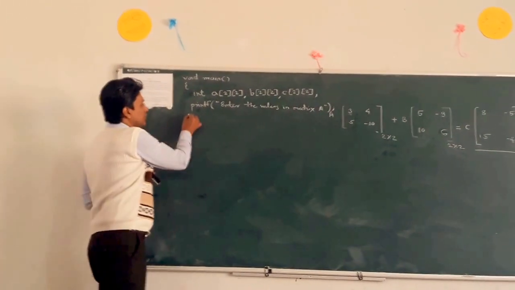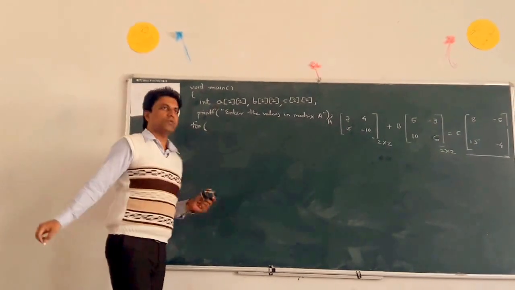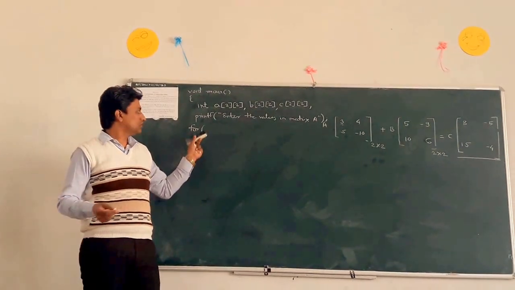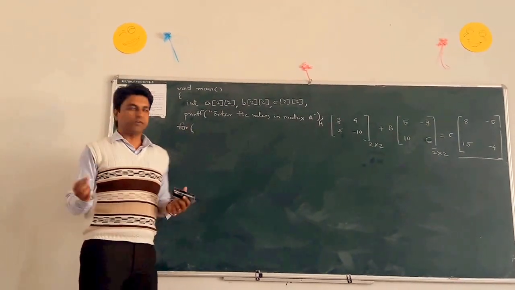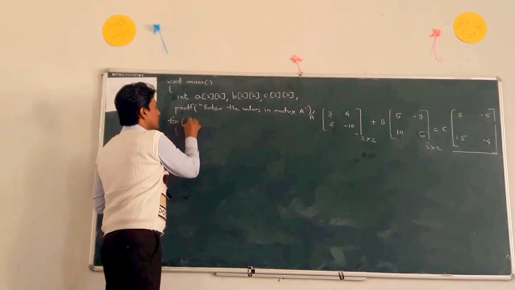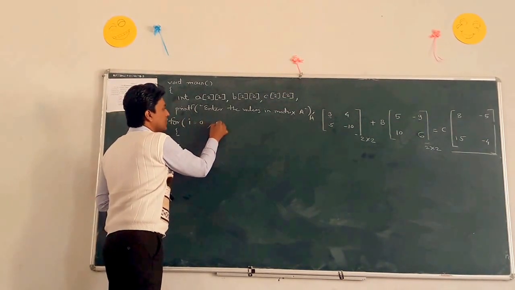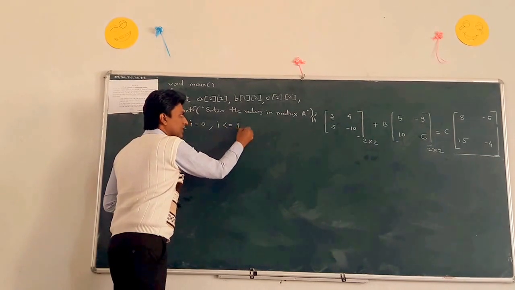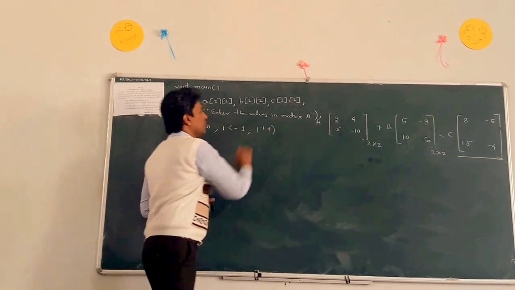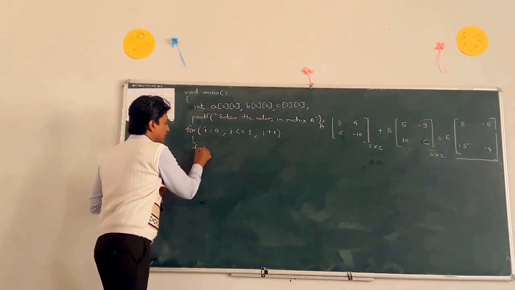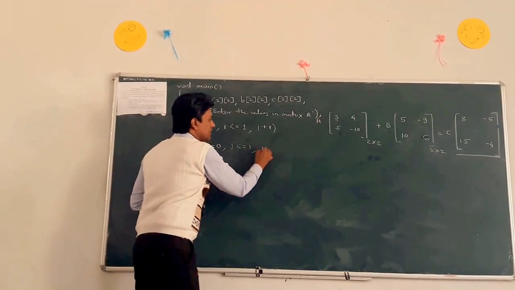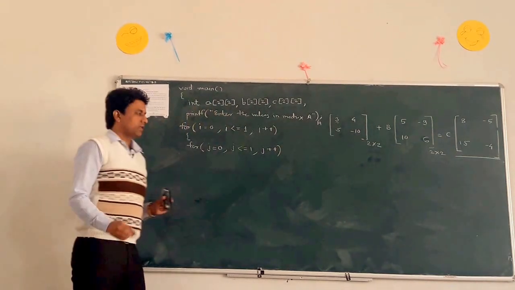Next, what is next? After that, use two for loops. The first for loop gives you the number of rows. The second for loop gives you the number of columns. So, how many rows are there? 2 in the first matrix. So take one variable i, starting from 0, i less than or equal to 1, and next is i plus plus. So curly bracket. After that, for j equal to 0, j less than or equal to 1, j plus plus. Okay.